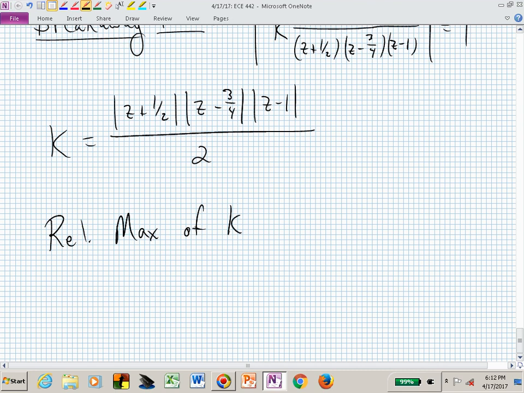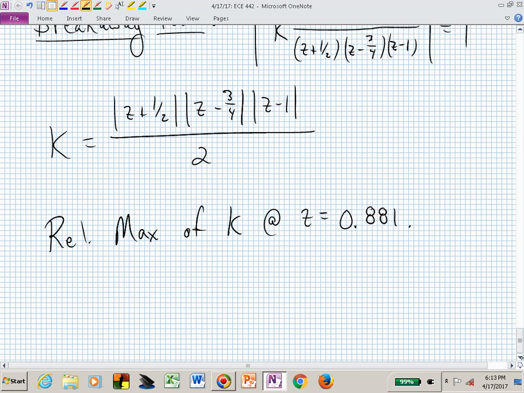I didn't have anything better to do, so I determined that offline. The relative maximum of k is going to actually occur at a z value of 0.881. Is that halfway between 3/4 and 1? It's close, but it's not quite, is it? Because of that pole at minus 1/2.